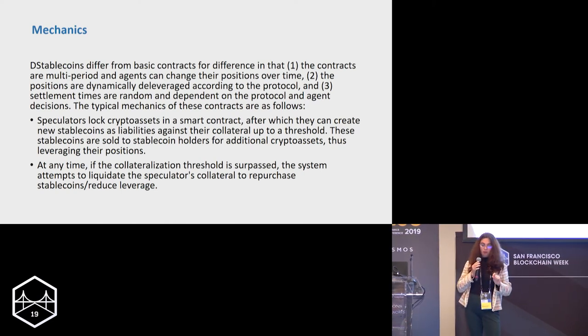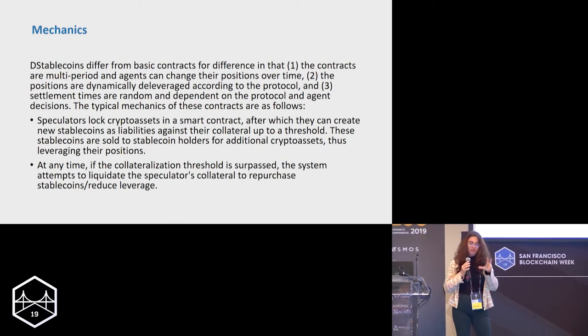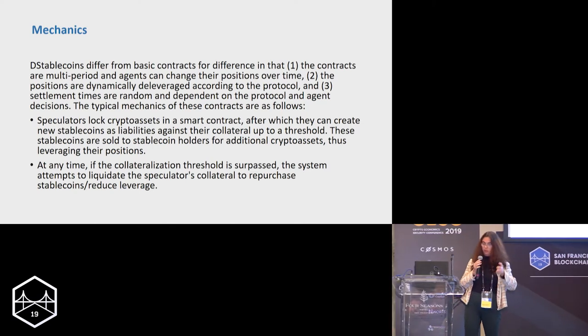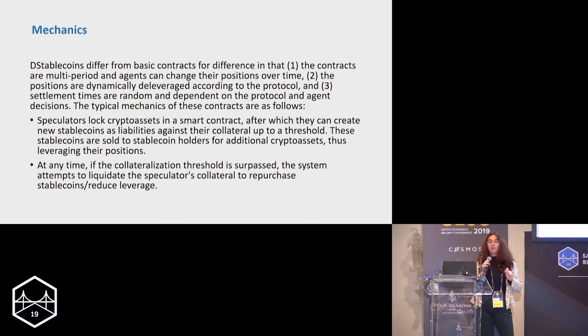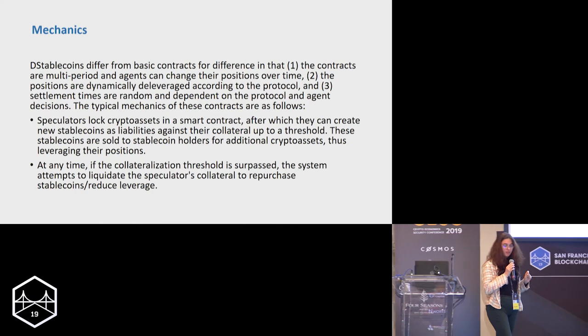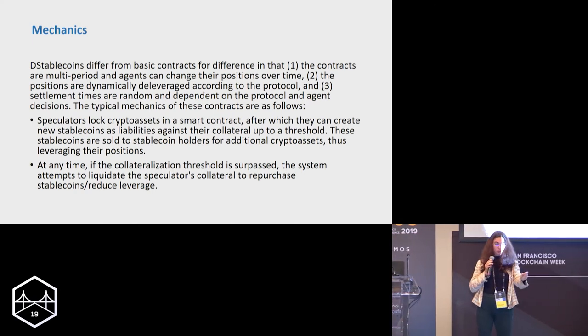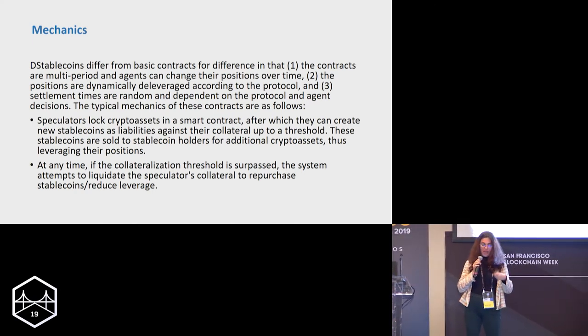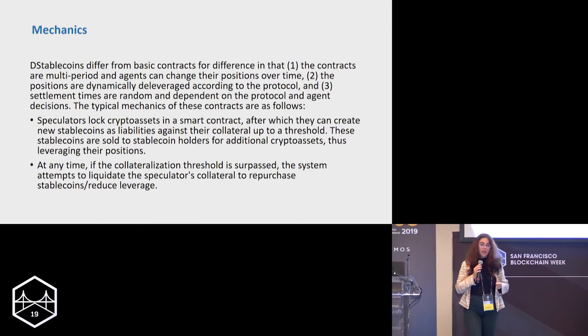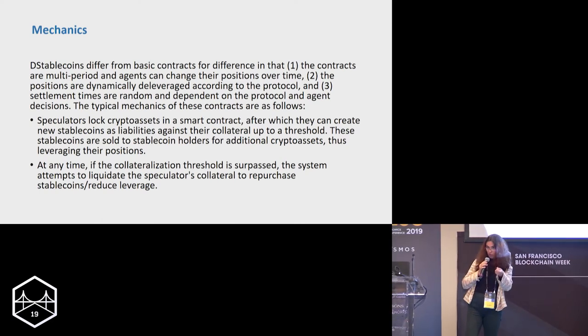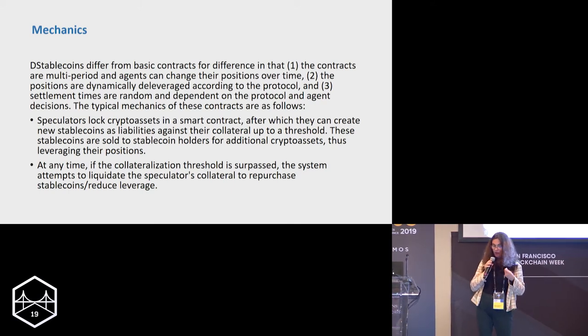And that is another important point. So the mechanics of these contracts is as follows. You have speculators, who are these equity holders. They are locking crypto assets in a smart contract, after which they are able to create new stablecoins. And those are sold on the market, and they are sold for additional crypto assets, and therefore you have a leveraging in the position of the speculator.